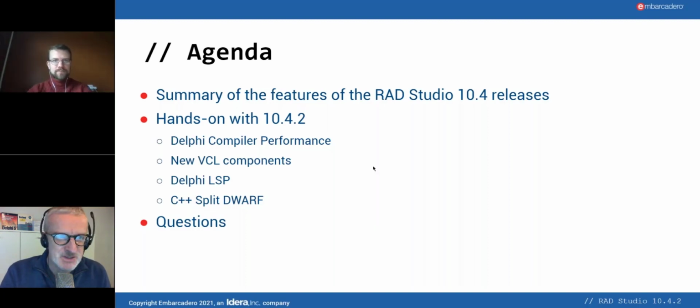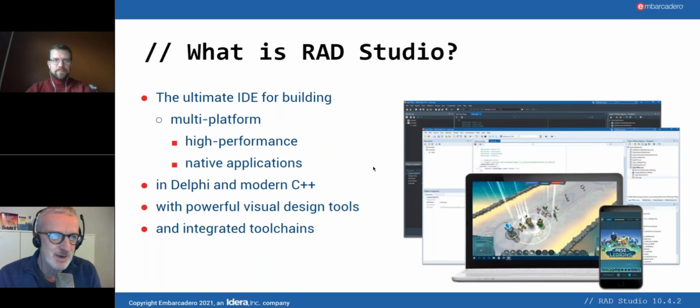So let's go through very quickly what is RAD Studio and what is 10.4. RAD Studio is the ultimate IDE for building multi-platform applications and Windows applications with high performance because they are native applications built on the CPU. You can use Delphi and use modern C++. You have powerful visual design tools to simplify and make it much faster to build your application, and integrated tool chains with native compilers and linkers and everything else that's needed for building, deploying applications to the various online stores and so forth.